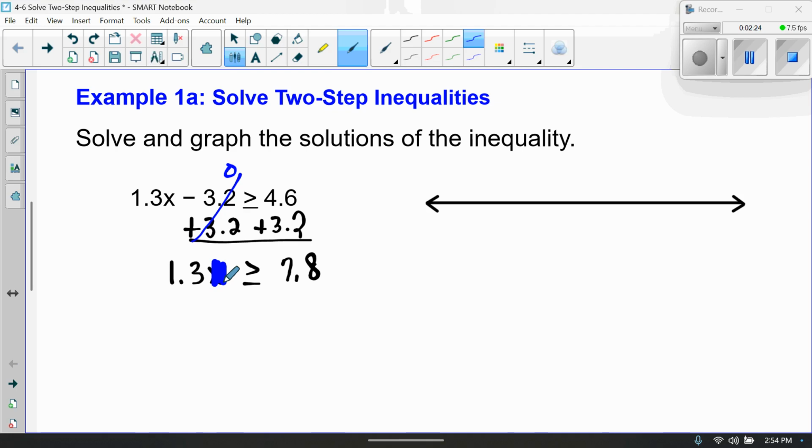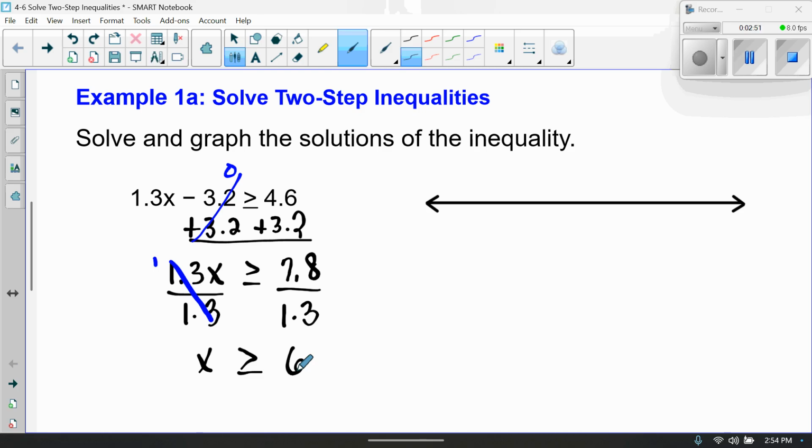Okay? And now we want to get the x by itself. So what do I want to get rid of? The 1.3, right? So yes, we're going to divide by 1.3 on both sides. So those 1.3 simplify to 1. 1 times x is greater than or equal to 6. Very good. So now we graph.